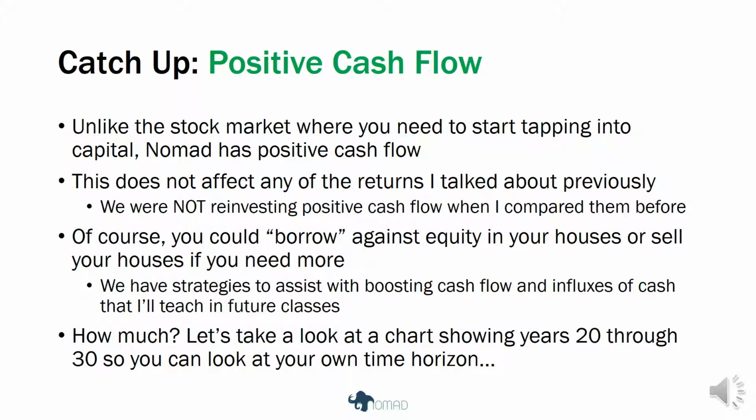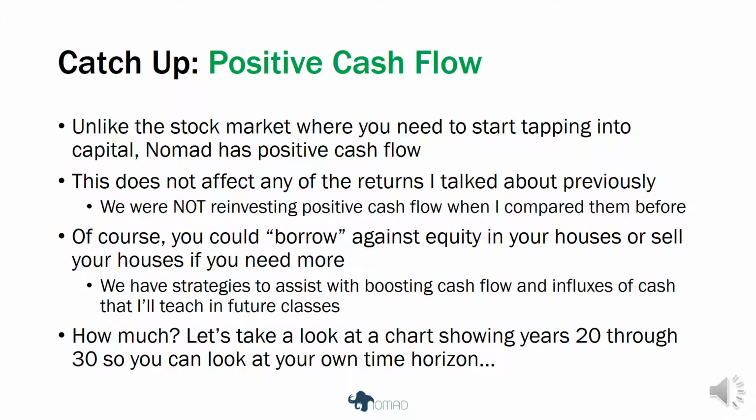With Nomad, you can actually live off of the passive income generated from the rentals and continue to let your rentals either pay off, if you've got loans on them yet, or just go up in value from appreciation. And rents tend to increase over time because they're indexed for inflation as well. So you've got multiple things working for you versus doing the stock market.